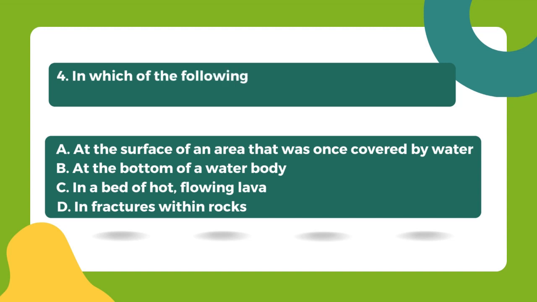4. In which of the following conditions can ore minerals form? A. At the surface of an area that was once covered by water. B. At the bottom of a water body. C. In a bed of hot flowing lava. Or D. In fractures within rocks.